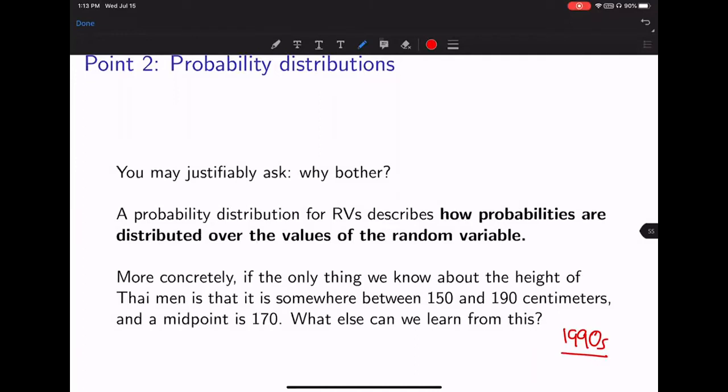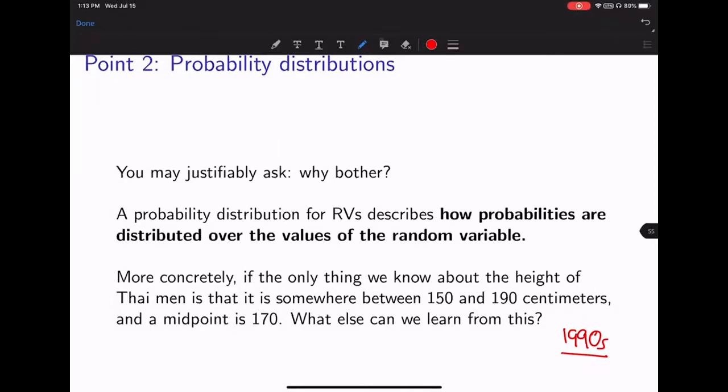If this is all we know about Thai men, this information is almost useless. We can't do anything with it. We have these three numbers, and that's it. We can't make sense of these numbers. We can't relate these numbers to other things we know. Basically, we can't learn much from knowing just these three numbers.